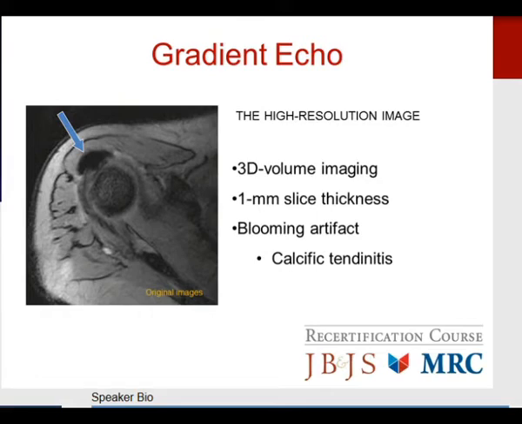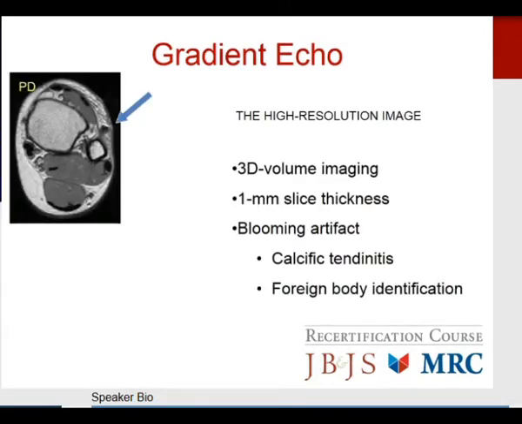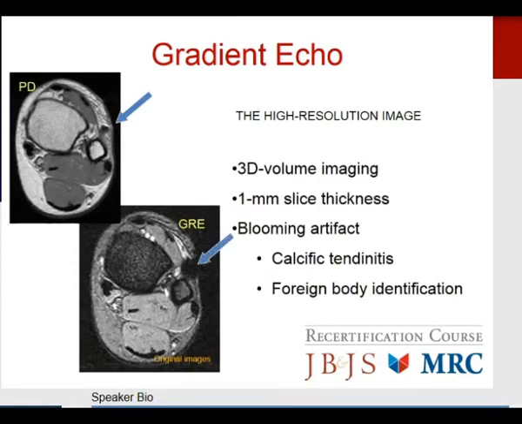This is a case where there's a suspected foreign body in the anterior soft tissues along the lateral aspect of the ankle. Here's a proton density image showing a focal area of low signal abnormality, and when we do the gradient echo imaging, we see that this area blooms or gets much larger. So it can be very helpful in identifying foreign bodies within the soft tissues. So that's part of the role of the gradient echo imaging.